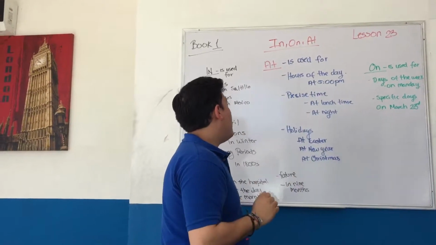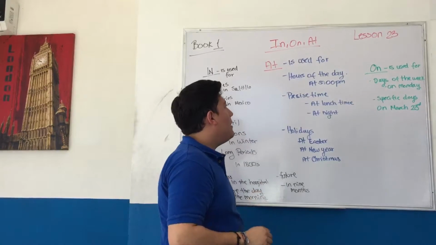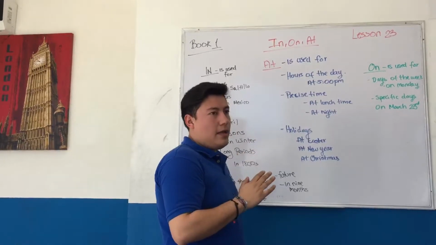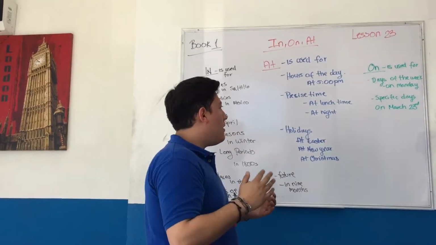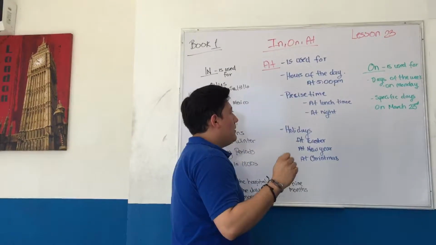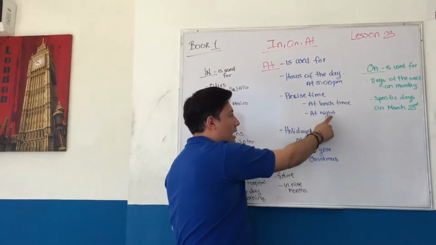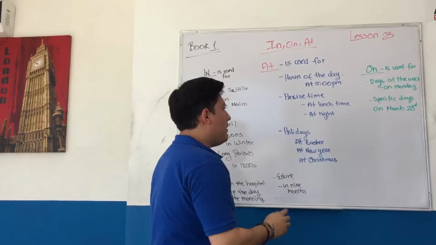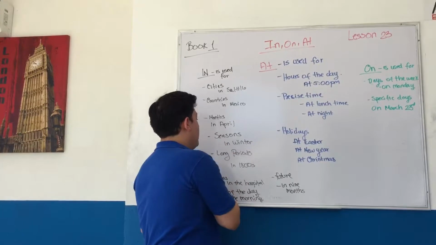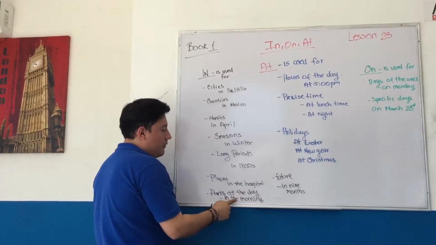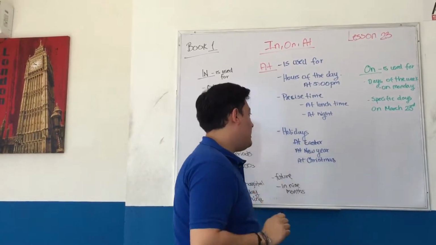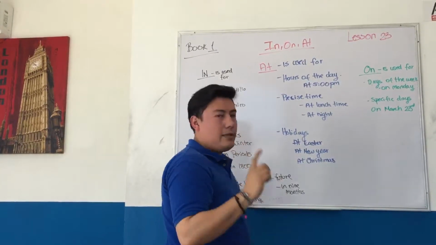Okay? Let's start explaining at. At is used for hours of the day. When we talk about periods of time, or we talk about reference in time, for example, at 5 p.m., precise time, at lunchtime, at night. Okay, night is the only one that you can use with at, because for the others you use in. For example, in the morning, in the afternoon, in the evening, but night, exclusively using at. Holidays, at Easter, at New Year, at Christmas.